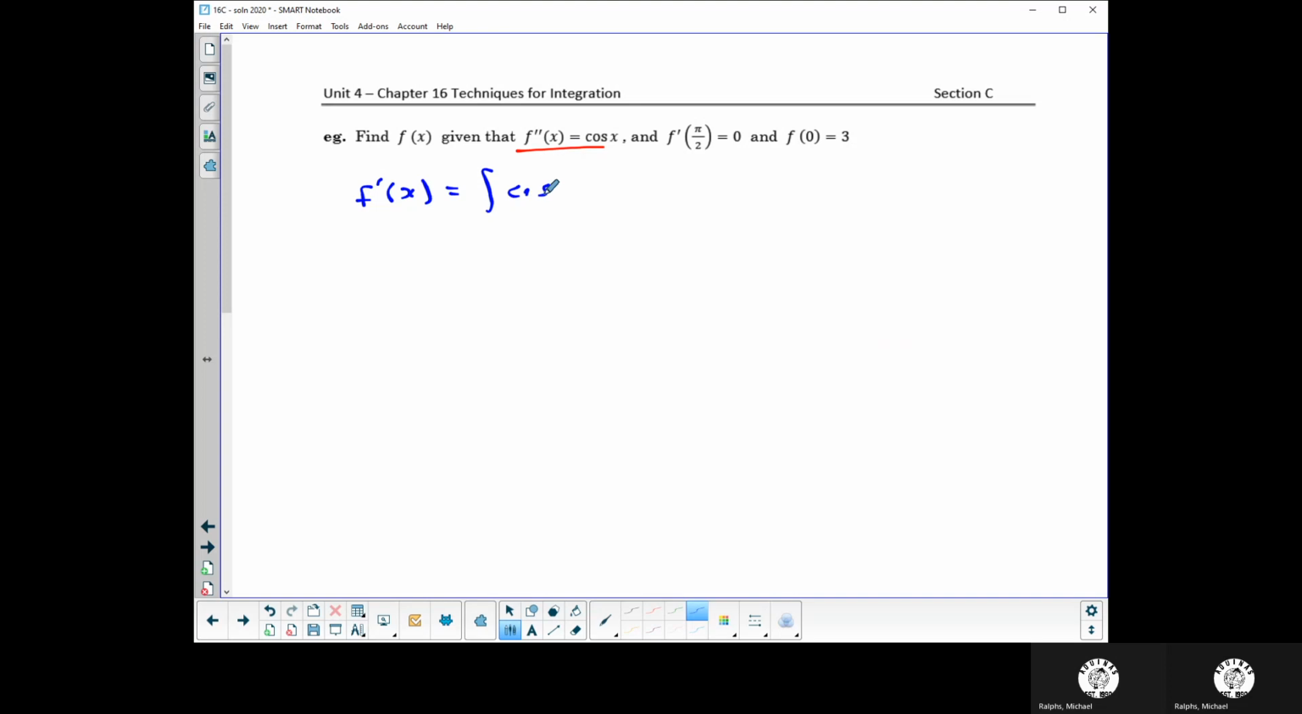So I'll just write this in. f double prime of x is cosine x. So the integral of that with respect to x, we know that if you integrate cosine x, you'll get sine x plus c, because the derivative of sine x is cosine x. And so that's going to be our f prime of x. So that's our first derivative. And then we know that when f prime of x is evaluated at pi by 2, the value is 0. So we're going to have 0 here.